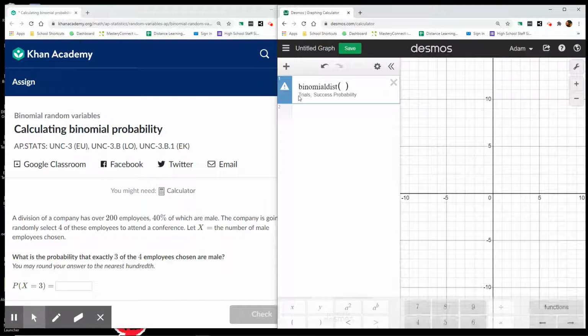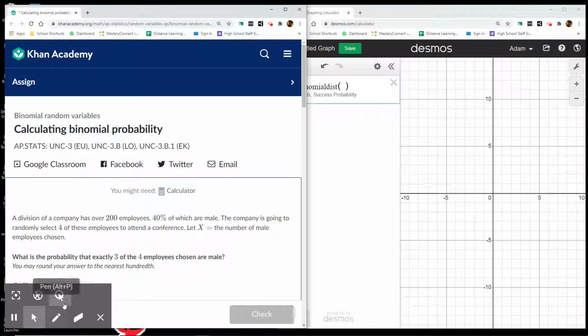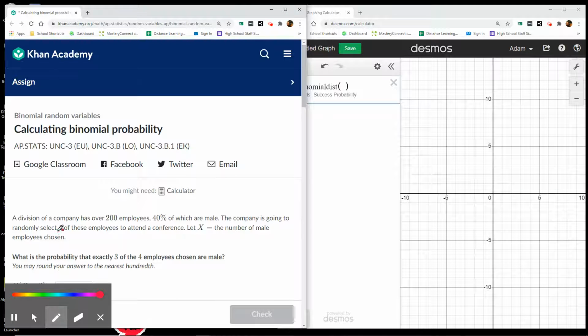But here it tells us what we need to input. So it says we need the number of trials and the probability of success. So we're going to look at our problem and see if we can identify those pieces. So here we've got, they have 200 employees, 40% are male. They're going to select four of them. So the four here is my number of trials, and the probability that they are male is 40%. Okay, so we are wanting to figure out the probability that exactly three of those are male.